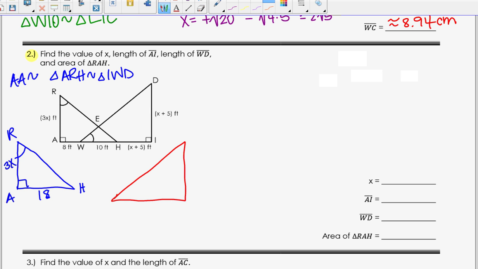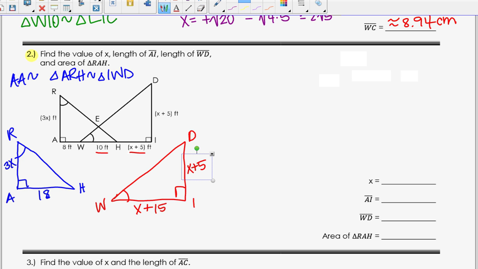Okay. Now, with your red triangle, this is your right angle at I, you have D, and then W is your congruent angle to R. This side is x plus 5. And this bottom side here, if you add those together, W to H is 10, H to I is x plus 5. So if you combine 10 and x plus 5, you get x plus 15. Okay, I like to separate them out like that. You don't have to, but then at least visually it's a little bit less to look at.